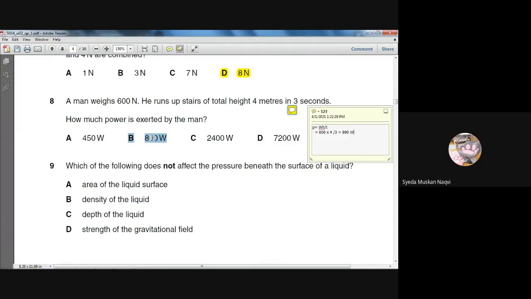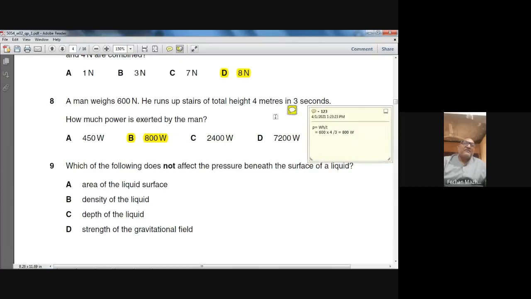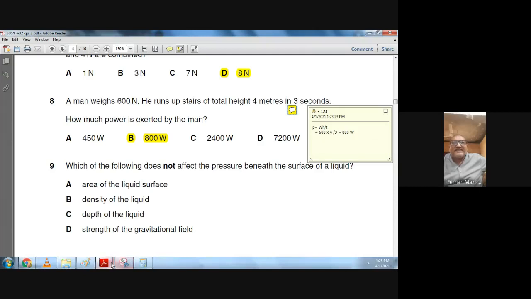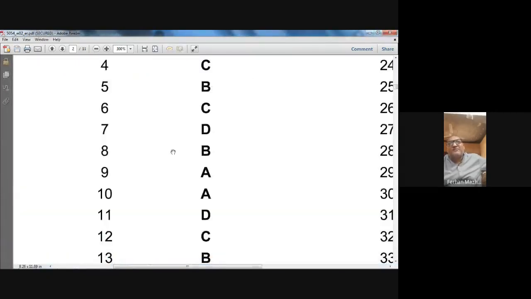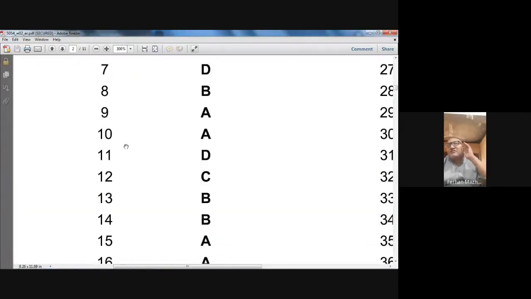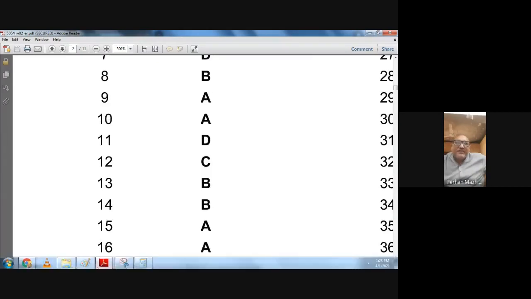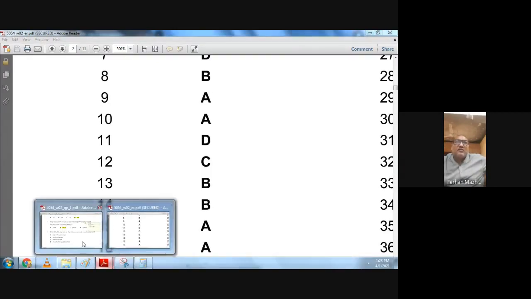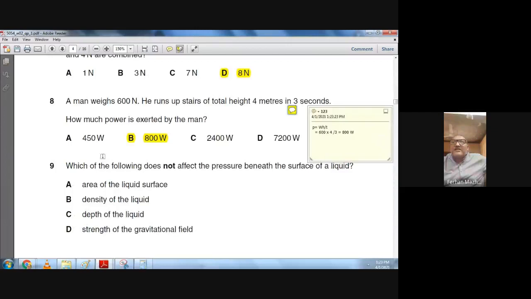Yes, sir. So power is equal to weight multiplied by vertical height gained divided by time. So 600 multiplied by 4 divided by 3 is 800 watts. So B is the answer. So let's check. Question number 8, B is the right answer. Okay, so we are moving to the next question.